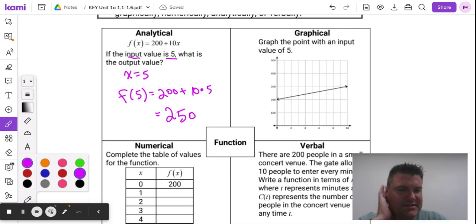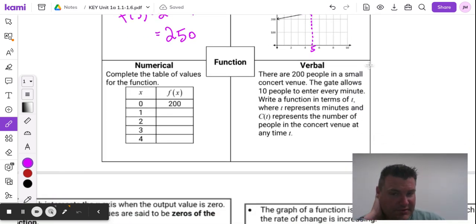Graphical. Here's a graphical representation of the same thing. So the input of 5 is right here, and that height, this doesn't necessarily say it's the same function, but it is. So this is going to be an output of 250. So graph the point: this is going to be the point (5, 250).